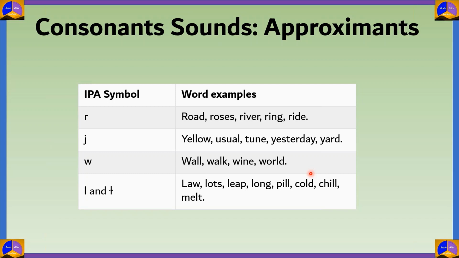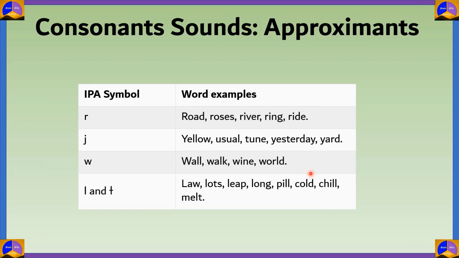The next consonant sound is represented by the lowercase j in the IPA symbol, and this sound is the sound y. Now this is when the mouth is partially closed and the tongue is in the middle, so air passes through the top. So the sound is y. Words such as yellow, usual, tune, yesterday, yard, etc. use the approximant y.